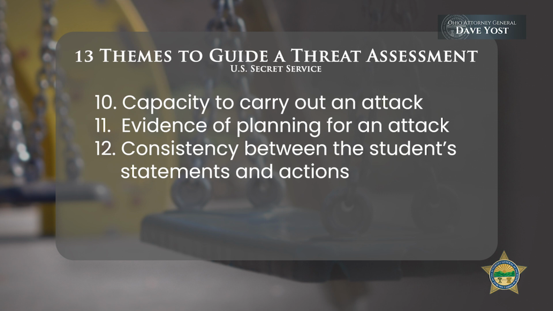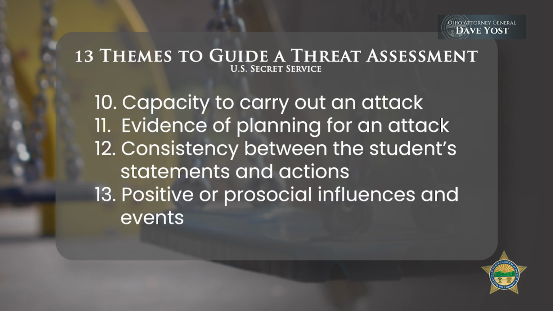Or, for example, do they say they're handling a romantic breakup well, yet their social media posts indicate they're struggling to move on? Finally, does the student have any positive or pro-social influences, like a trusting relationship with an adult at school, or a positive connection to a friend at school? So those are the 13 themes, and we talked earlier about the community systems approach.